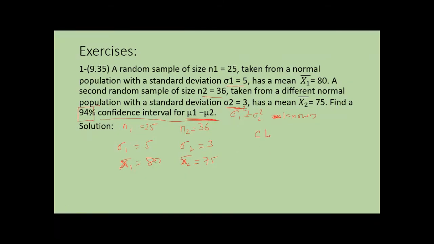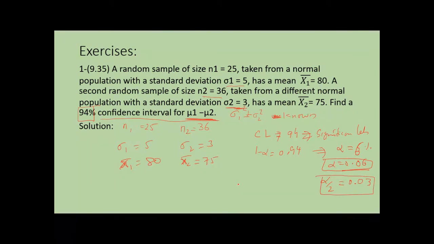Confidence level CL is 94 percent. It will give the significance level alpha. Alpha is 6%, 0.06. So confidence level will give you 1 minus alpha, which is 0.94. Therefore, alpha is 0.06. Okay. And what is alpha by 2? 0.03. Isn't it? This is what we need.